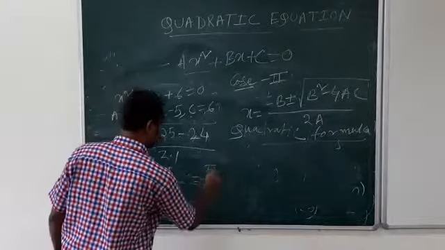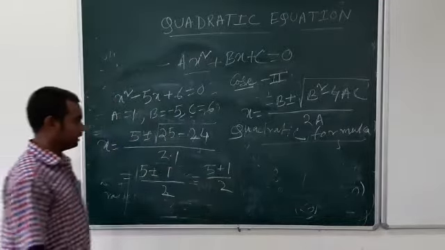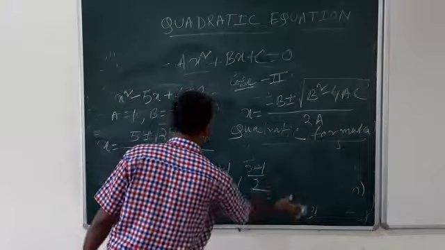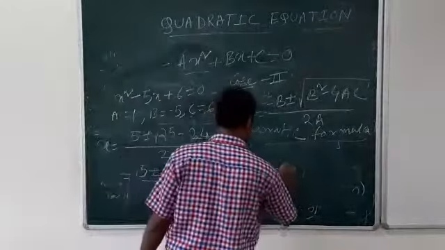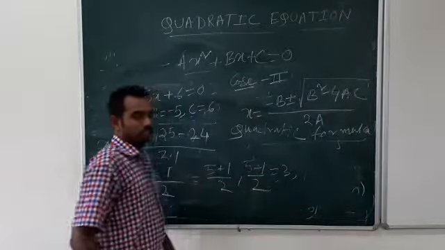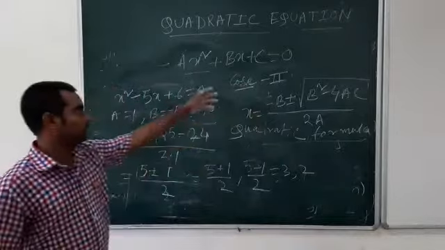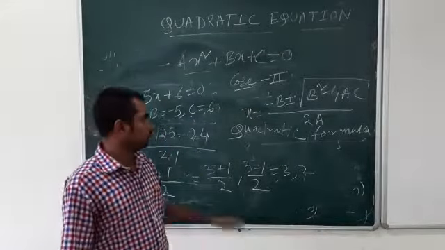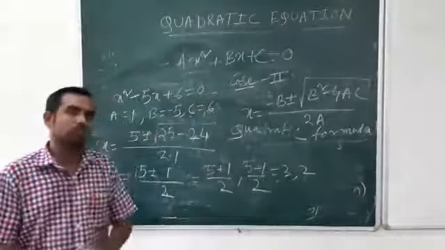So one part is 5 plus 1 by 2, another part is 5 minus 1 by 2. So the two roots are 5 plus 1, 6, divided by 2 is 3, and 5 minus 1 divided by 2 is 2. So using this formula, we can easily find the roots of a quadratic equation. This formula is known as the quadratic formula or Sridharacharya's formula.